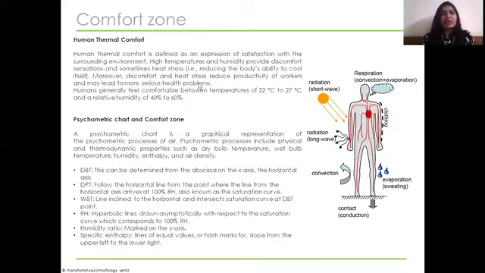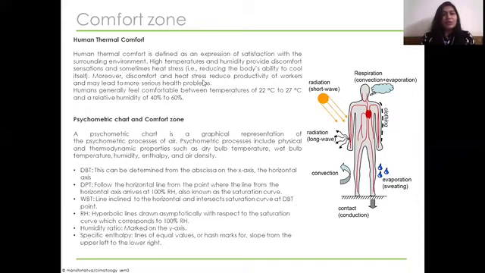Okay. So let us read about human thermal comfort. Human thermal comfort is defined as an expression of satisfaction with the surrounding environment. Okay, where you feel comfortable, where you feel satisfied with the surrounding environment, that condition is called human thermal comfort. High temperatures and humidity provide a discomfort sensation, and sometimes heat stress. Okay, heat stress is the exhaustion of the body due to excess heat. Okay, and when the body cannot cool itself by perspiring, it causes discomfort due to heat, like we experience in Nagpur in summers.